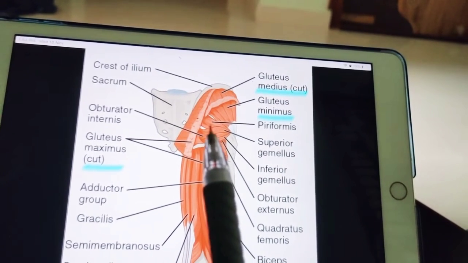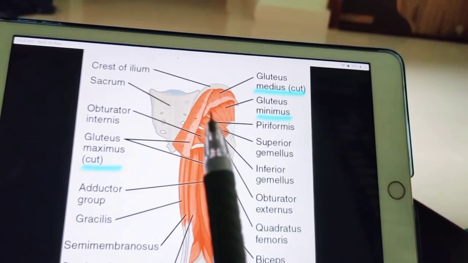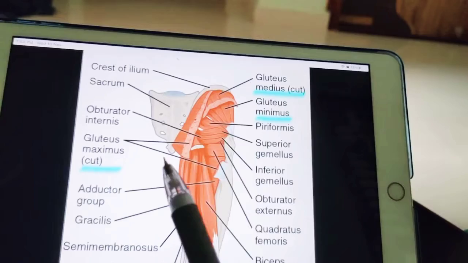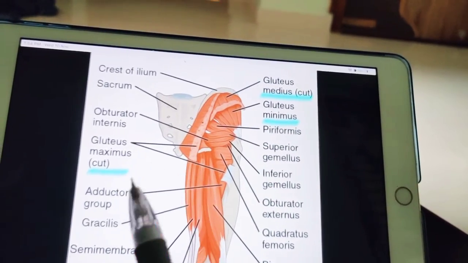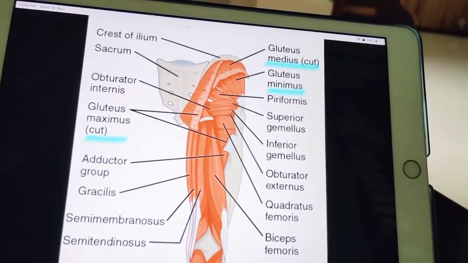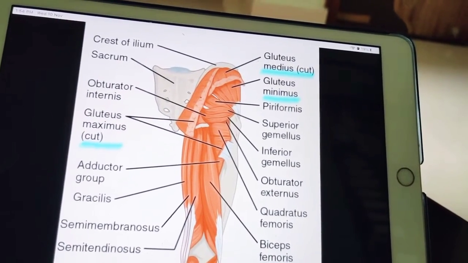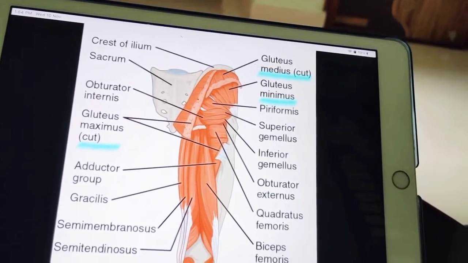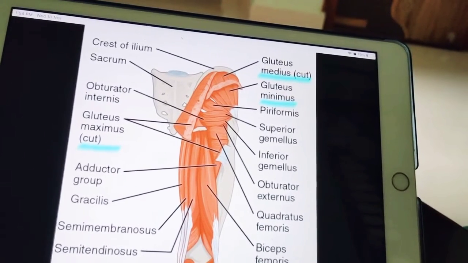It is also essential for maintaining the erect posture, and other actions are, it is also useful for lateral rotation, meaning bringing the thigh away from the medial axis. And it is also useful for abduction of the thigh. Abduction means away from the medial side. And along with the tensor fasciae latae, the muscle stabilizes the knee joint and also the iliotibial tract.